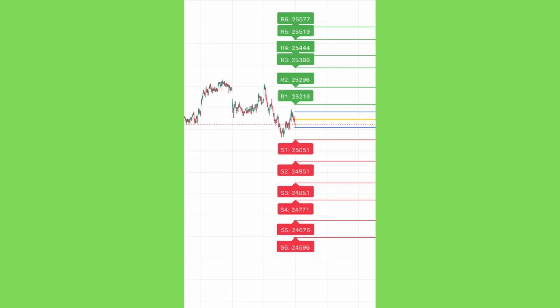Today, we'll break down the latest support and resistance zones, global market cues, and the possible direction for Nifty throughout the trading session.